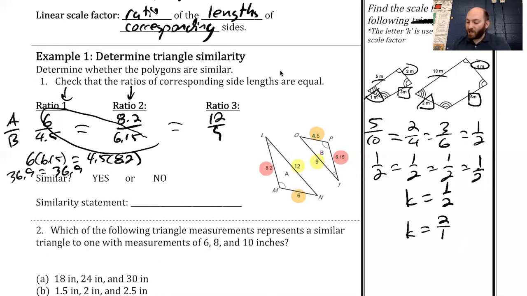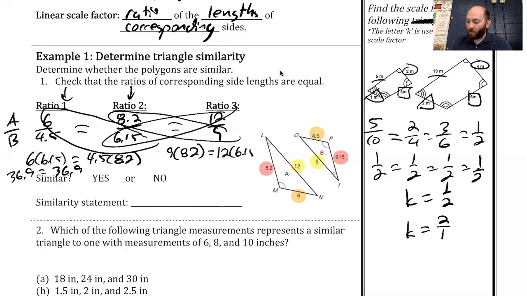So the next thing I'm going to check is 2 and 3. So I'm going to do 9 times 8.2 and 12 times 6.15. Does 9 times 8.2 equal 12 times 6.15? All right, so 9 times 8.2 gives me 73.8. And then 12 times 6.15 also gives me 73.8.